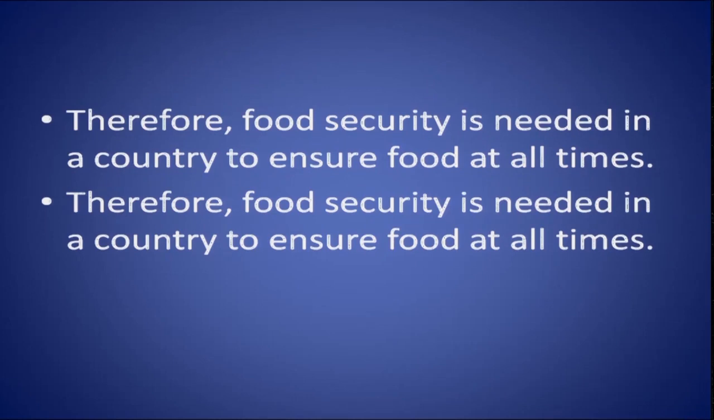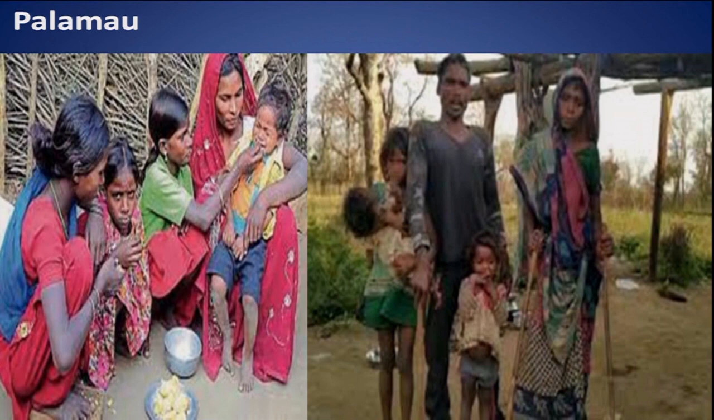Therefore, food security is needed in a country to ensure food at all times. It was not the case in the Bengal famine. Today also, the cases are rising. So it is very important to provide food facility to those people. That is the most important aim of food security. So it is needed all the time to ensure proper food to the people. The image of Baran, and thereafter the image of Palamu, are both examples of how people are leading their life because of not getting proper food.